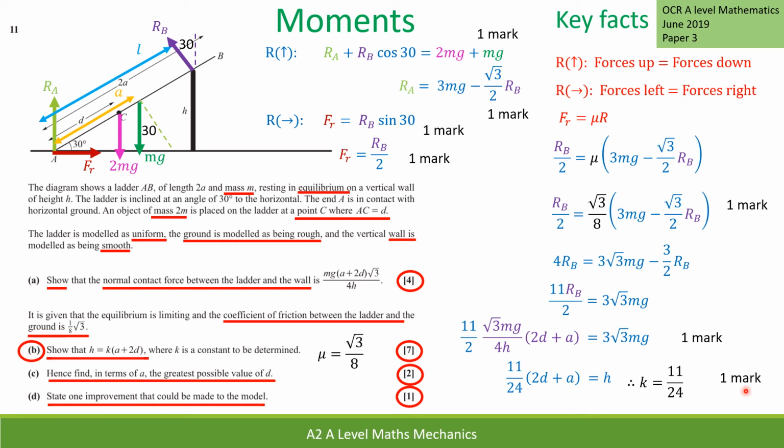It was fairly straightforward. There were lots of easy marks just for finding forces up equal forces down, forces left equal forces right. But if you haven't got the forces on your diagram drawn out correctly, then you're going to lose marks. So it is really important that you draw your diagram out carefully and you label up what you're trying to find and show all your working. Give yourself a big tick if you got that correct. Great work, well done.